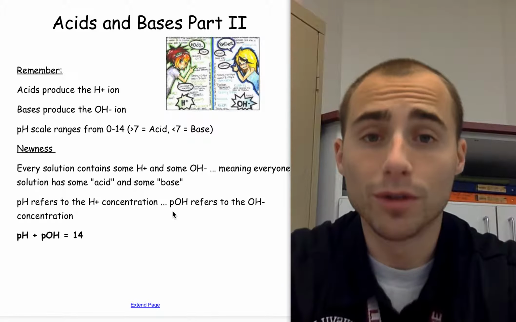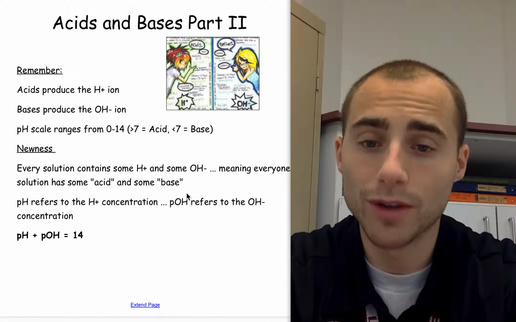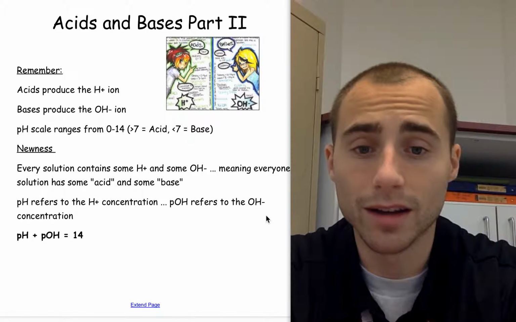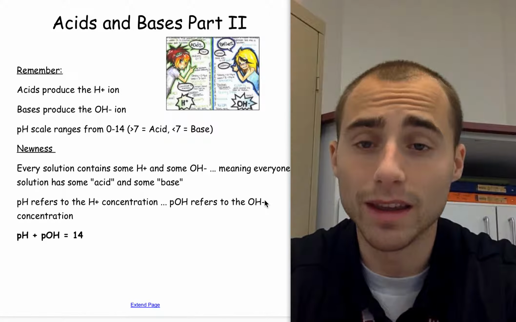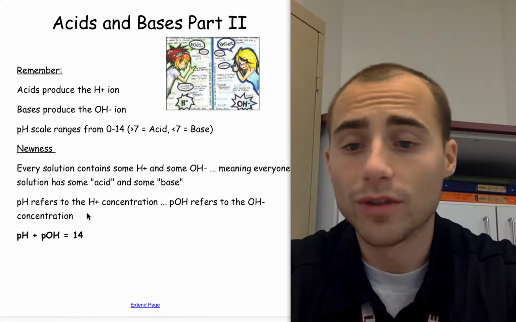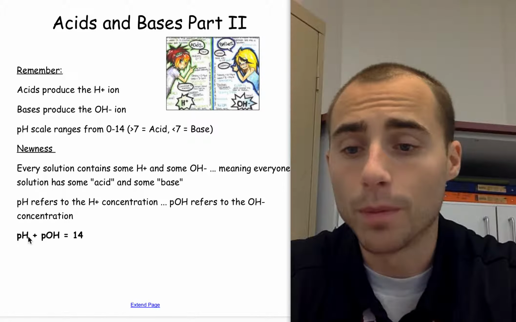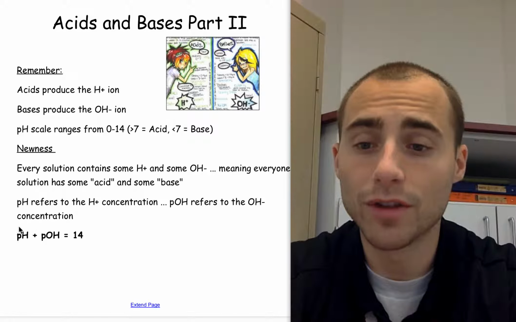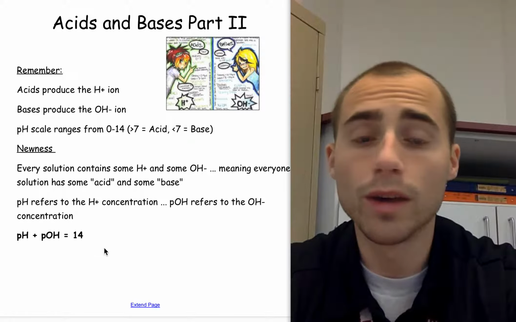pOH is something we're introducing new today. Similar to pH, where pH refers to H+ concentration, pOH is going to refer to hydroxide ion concentration. Now, how you are going to calculate these. This is the equation we are looking at right here. Remember how our pH scale goes up to 14? Well, pH plus pOH, meaning the concentration of hydrogen ions plus the concentration of hydroxide ions, is always going to equal 14.